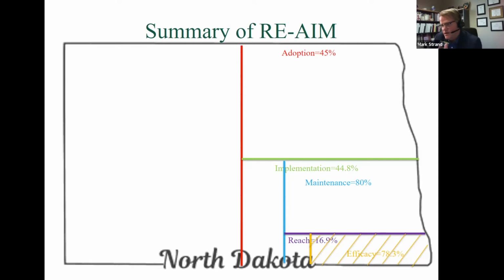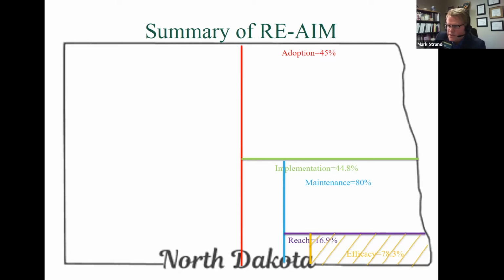So now we're talking about from the green line and below and the blue line to the right, we're down to that portion as our population impact. But then the reach, only 16.9% of the patients coming into the pharmacy with an opioid prescription are being delivered the intervention. So then that drops that purple line down. So now we're just left with that smaller lower right corner. And then fortunately, the efficacy is 78.3%.